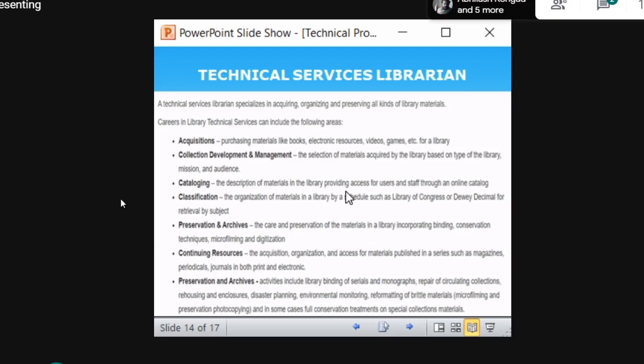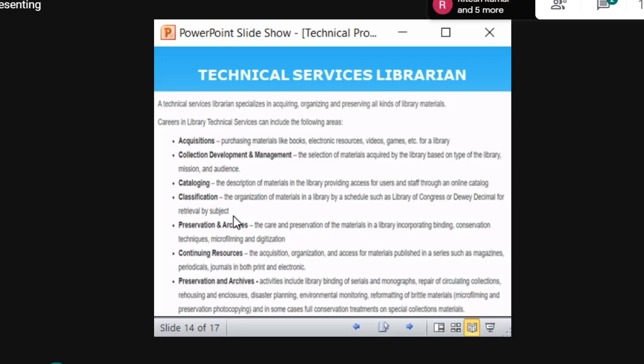So this is the basic. You can apply for technical service librarian. That means they will do only the technical processing work. So these are the careers in technical service librarian. As a technical service librarian, you should have knowledge in all these areas. This is what I want to show you because this might be useful. Some people might be interested only in classification and cataloging. For those kinds of people, this will be useful.